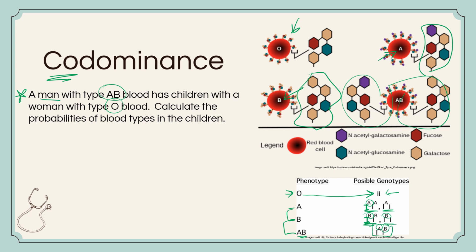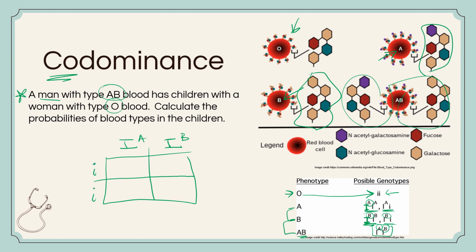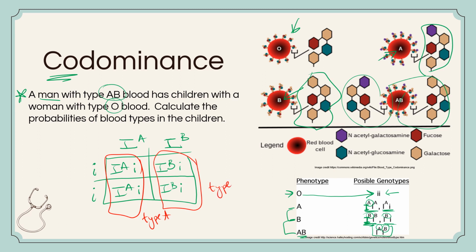So this man with type AB blood, we're going to show his genotype as I^A I^B, capital I's, because these are both dominant alleles. And then the woman has type O blood, that is homozygous recessive, little i. When we mash these gametes together, we end up with a 50% chance of any child being born with type A blood and a 50% chance of a child being born with type B blood. And so there is a 1/2 chance of type A and a 1/2 chance of type B.